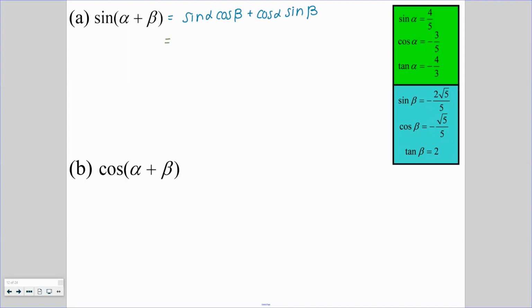So the sine of alpha we said was 4/5. The cosine of beta here was -√5/5. And then from our diagram, we found that the cosine of alpha was -3/5, and the sine of beta was -2√5/5.